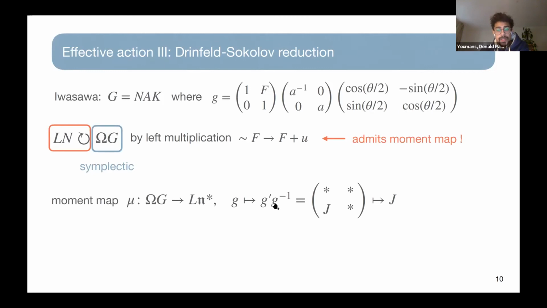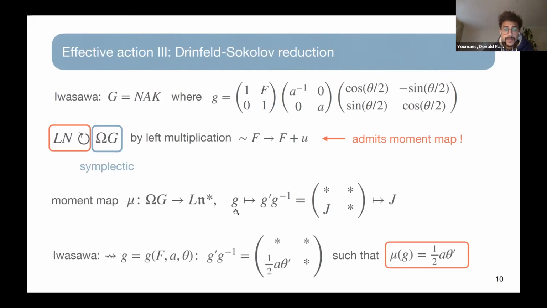And this moment map is given by taking an element G, a base loop, looking at its Maurer-Cartan form, and then basically projecting to the lower left corner. So a priori it is just basically the projection of this Maurer-Cartan form to Ln star. So in terms of this Iwasawa decomposition and the coordinates f, a, and theta, what we've seen before is that this lower left corner of G prime G minus 1 is exactly this combination we've seen so many times before, meaning that the moment map just sends G to this specific combination.